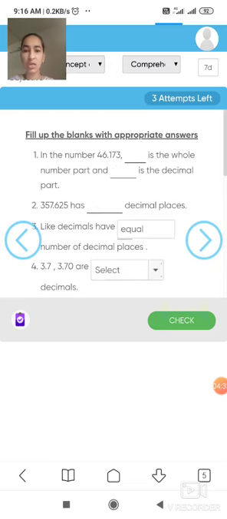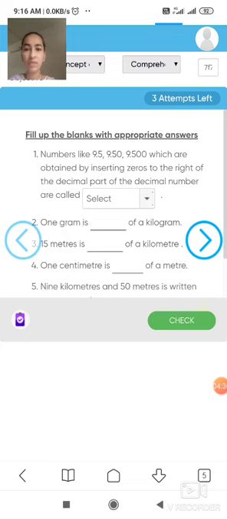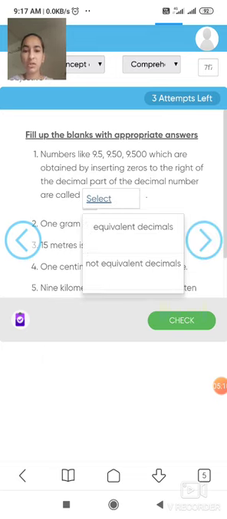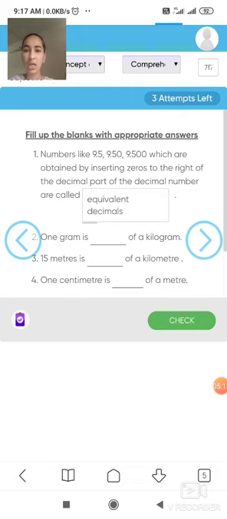Okay, students, let's take another example. The next is also a similar one. Fill in the blanks with the appropriate answer. Which are obtained by inserting zeros to the right of the decimal part. First we have to make the numbers like decimals: 9.5, then 9.50, 9.500, which are obtained by inserting zeros to the right of the decimal part of the decimal number. After inserting, they are called equivalent decimals.